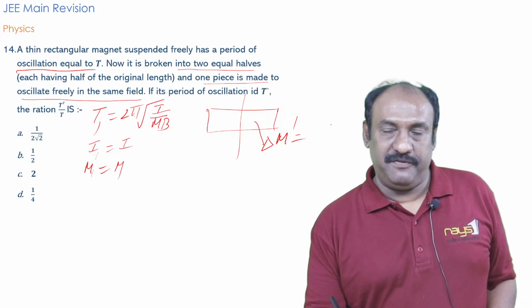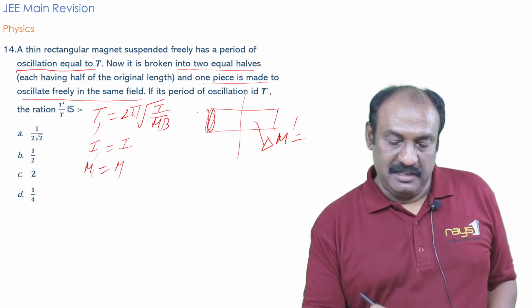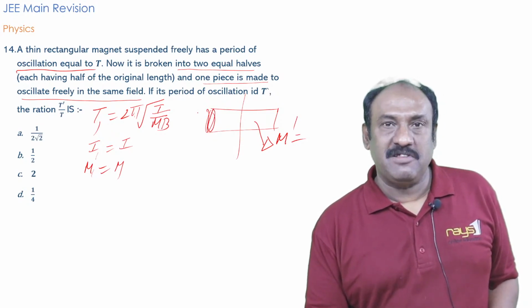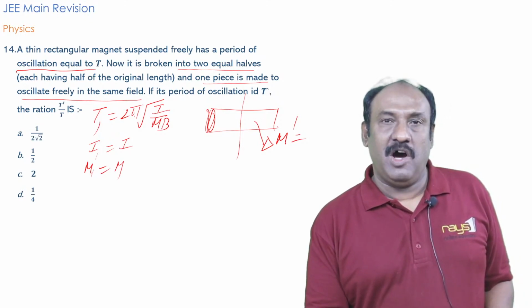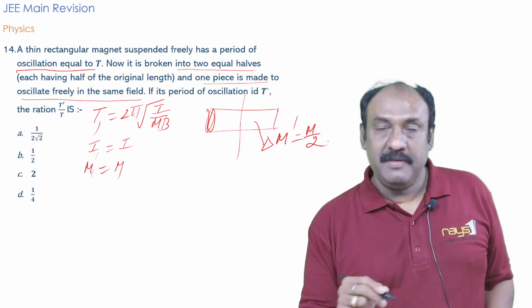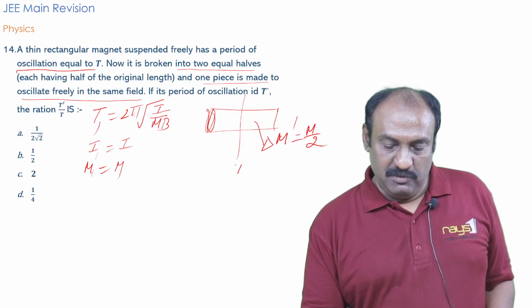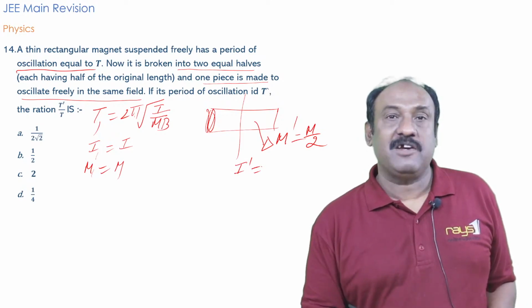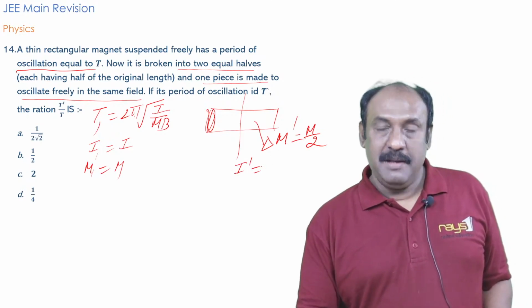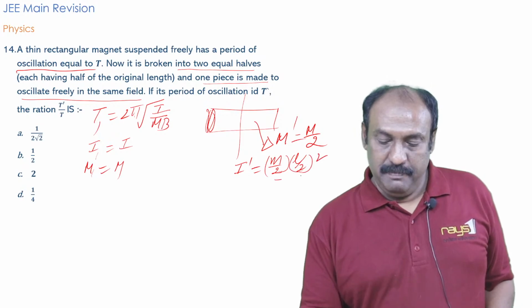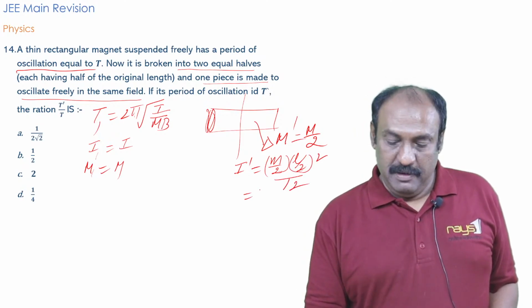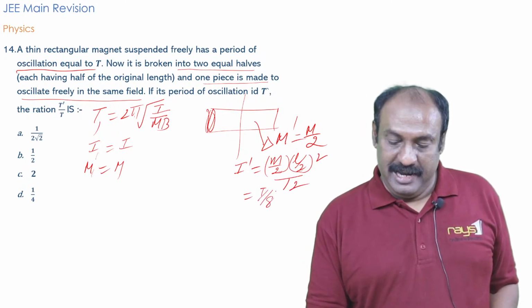Length becomes half. And there is no change in pole strength because pole strength depends on area of cross section. So when it is broken into two equal halves, only length becomes half. Due to that, magnetic moment becomes M by 2. And what happens to the moment of inertia? I dash is equal to ml square by 12, mass becomes half, length becomes L by 2 whole square by 12. So that means moment of inertia becomes I by 8.